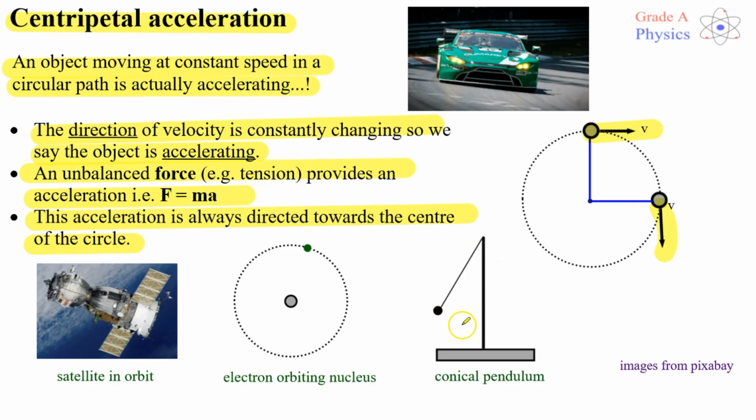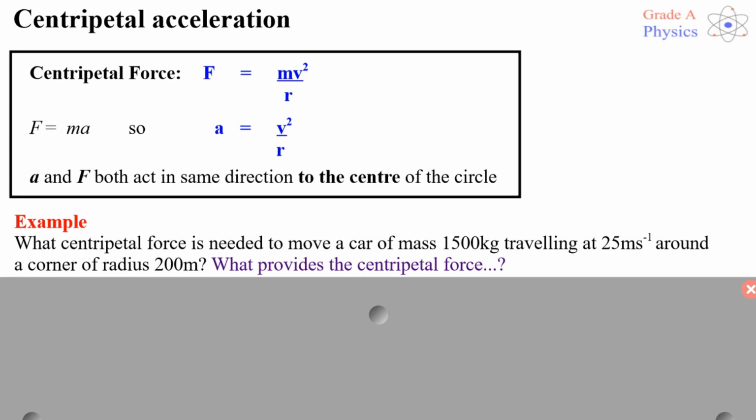We'll look at this next lesson in more detail: the conical pendulum. This is very often the subject for an exam question. We have an object moving in a horizontal circle, with a tension in the string, and this will provide a horizontal component which gives us the centripetal force. So we need to understand centripetal acceleration and also centripetal force.